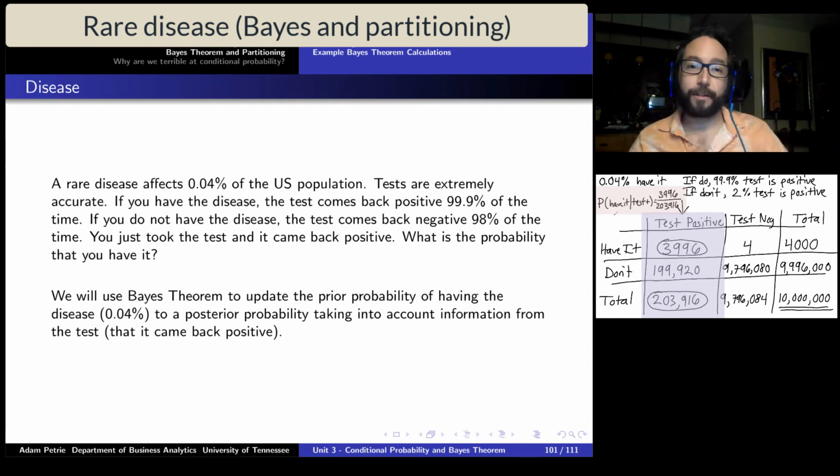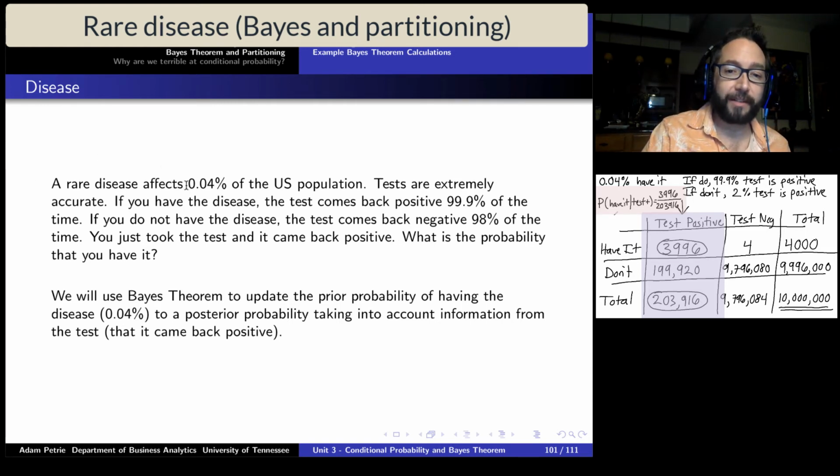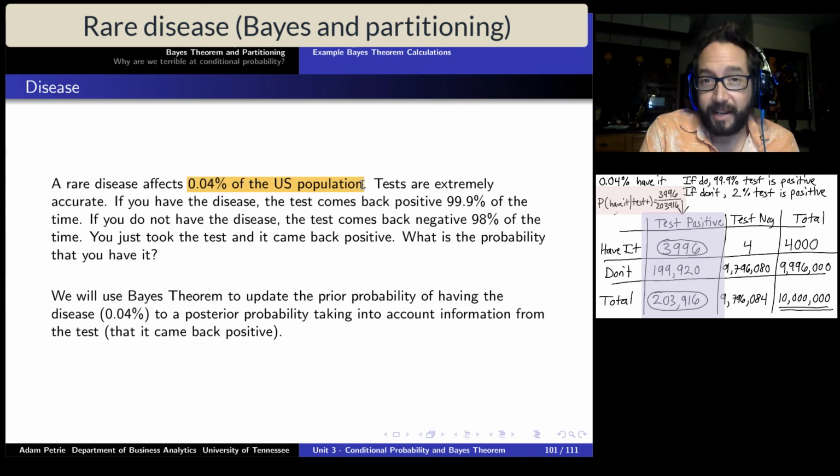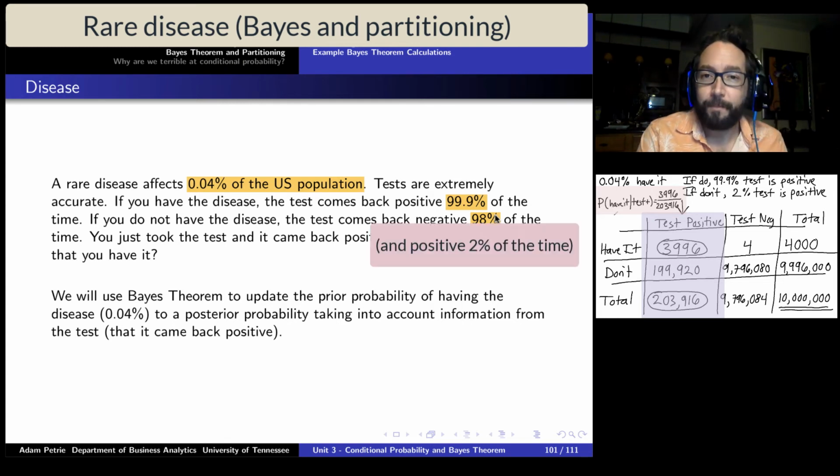So back to the rare disease problem. We have that this rare disease affects 0.04% of the population, but the tests are pretty good. If you have the disease, it comes back positive 99.9% of the time. If you don't have the disease, it's going to come back negative 98% of the time. Only a 2% false positive rate. So what happened to us?